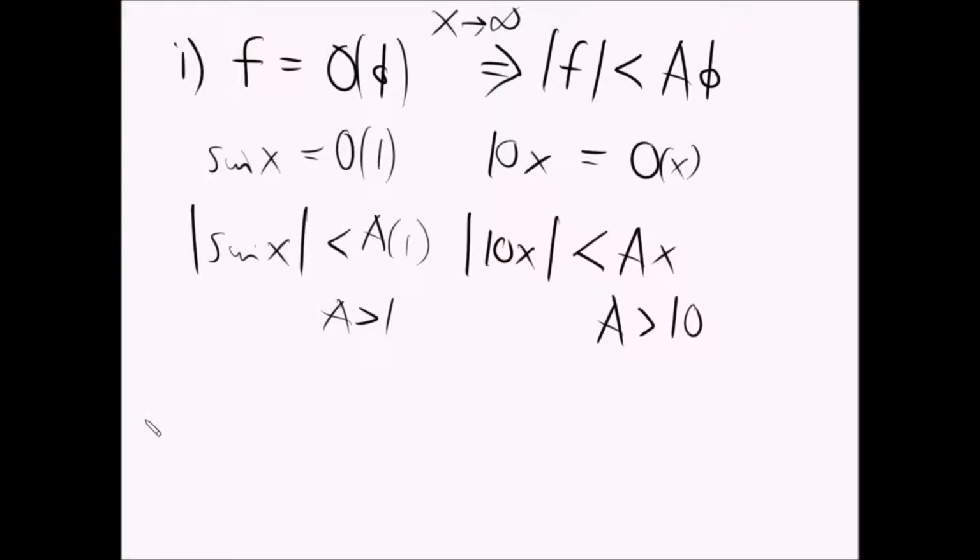Okay, so that's big O. Little o can be defined by, so if we said that f is little o of phi, that would mean that the ratio f to phi tends towards 0 as x approaches infinity.